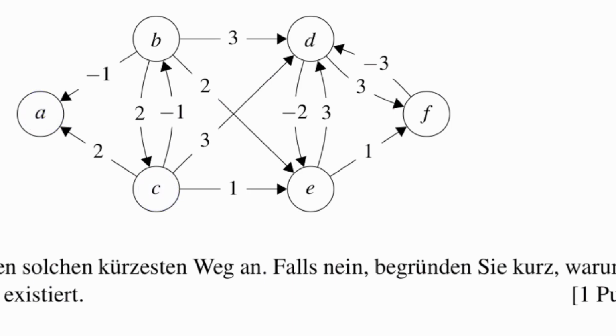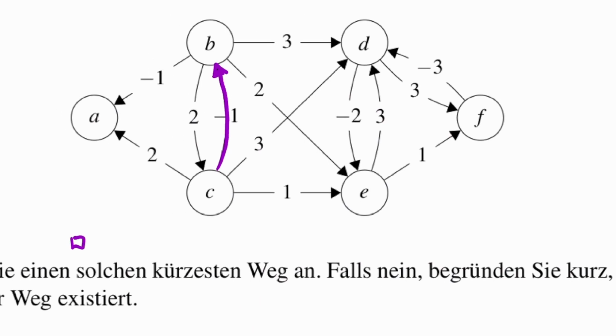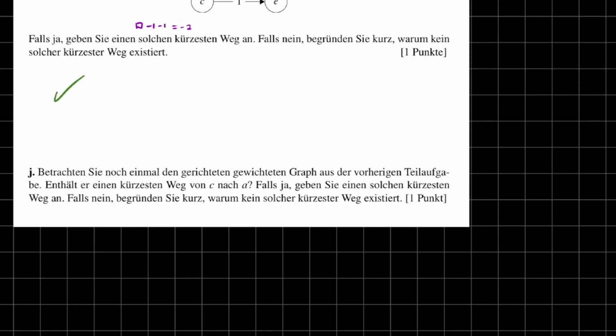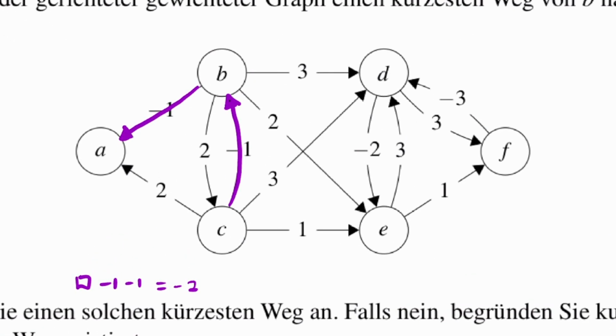So let's check all the possible ways we can get there. We can go from here. So we have -1, and then from B to A, for example, B to A, -1. So it's going to be -2. Or we can get from C to A again, so we can also get directly, just like so. So that'll be just 2, right?